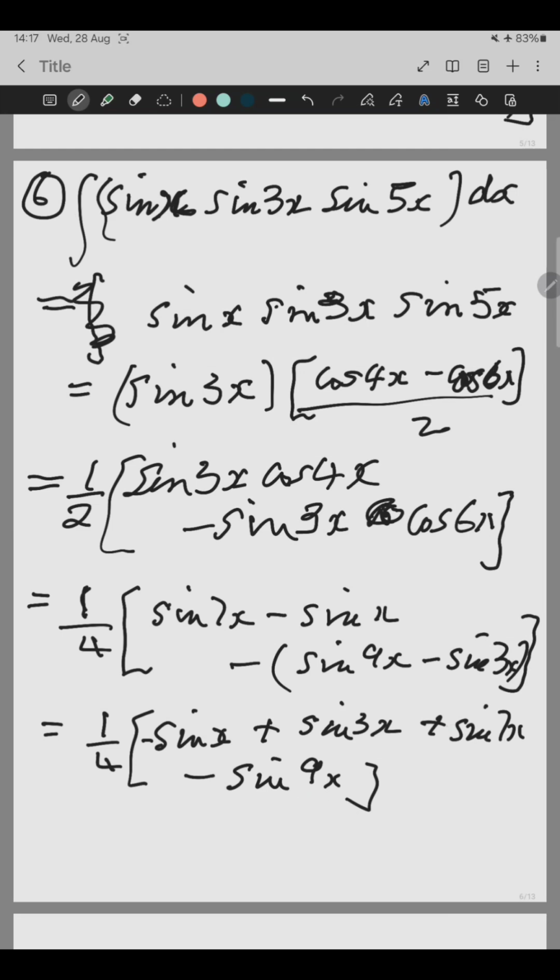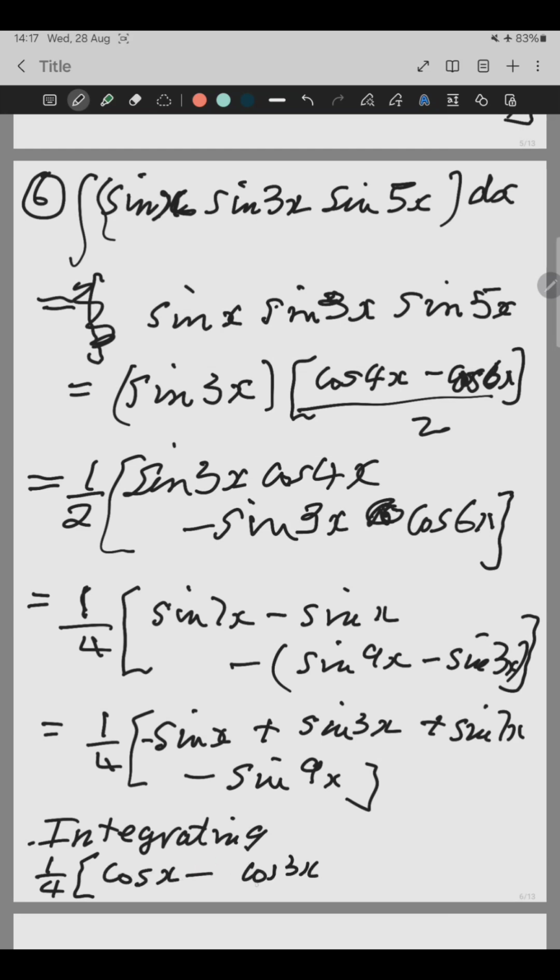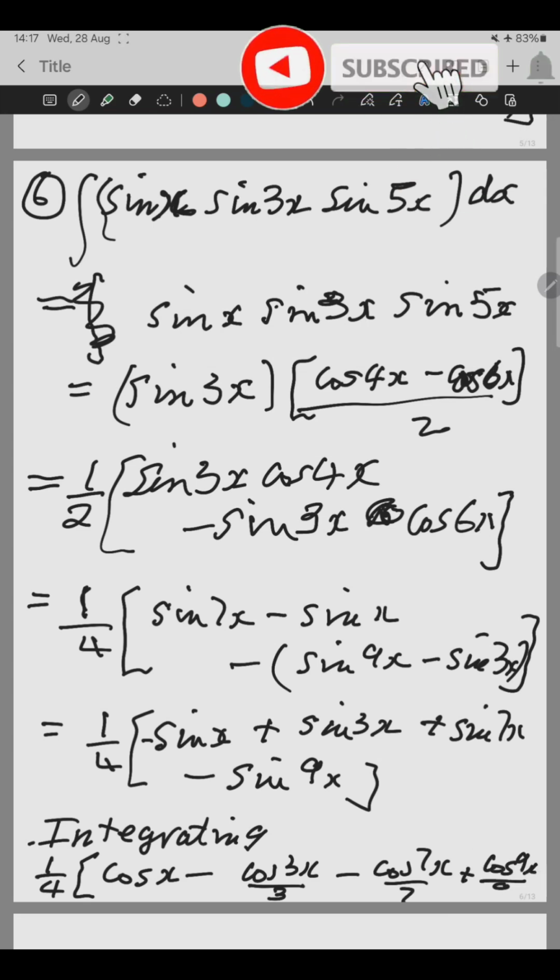Now, the integration of this is quite easy now. So integrating, we get 1/4, and that would be cos x minus cos 3x over 3 minus cos 7x over 7 plus cos 9x over 9, and that completes it.